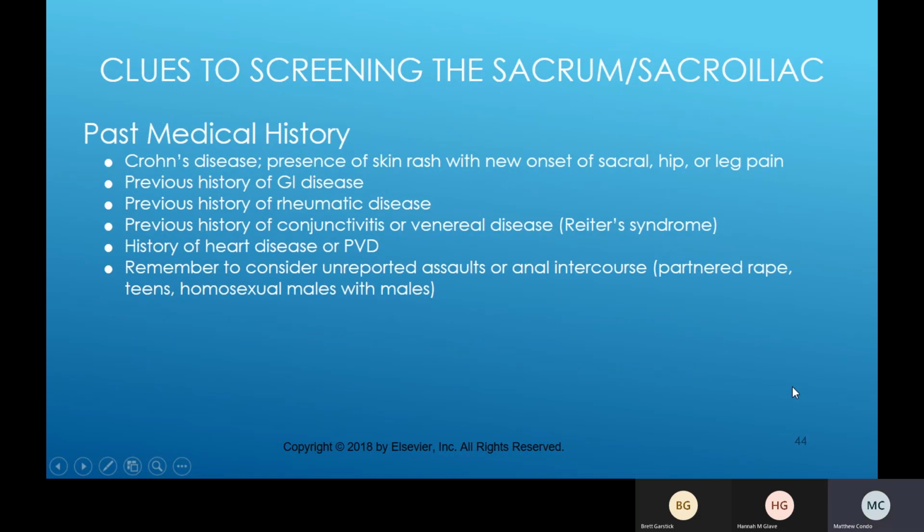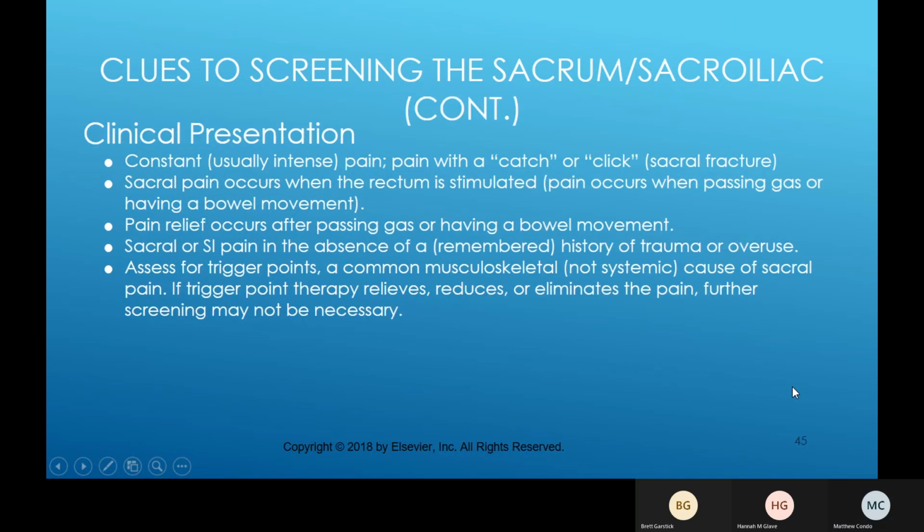Take a look at past medical history. A lot of the stuff we've gone over many, many times. Clinical presentation when it comes to sacrum and SI joint: if they have something like a click or a catch with constant, really, really bad pain, there's a possibility they have a sacral fracture.